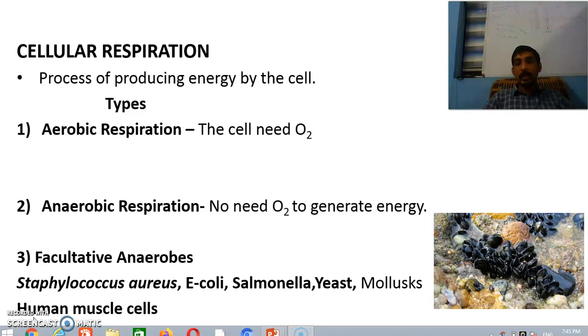So when we take the example, you can see a few bacteria. Most of the bacteria can perform facultative anaerobic respiration. For example, Staphylococcus aureus, E. coli bacteria present in humans, Salmonella typhi bacteria, which causes typhoid fever in humans, and the fungus Saccharomyces cerevisiae yeast and few mollusks.